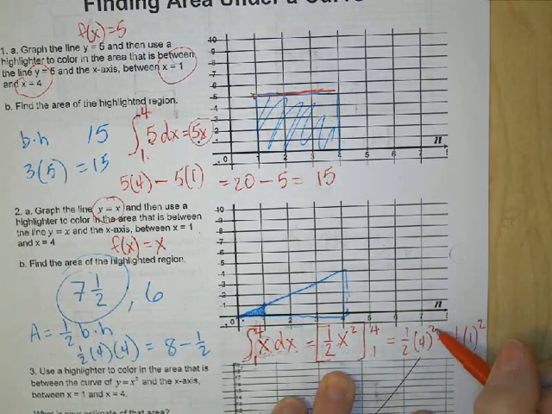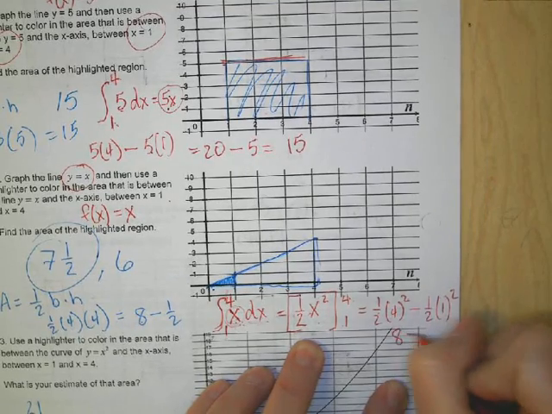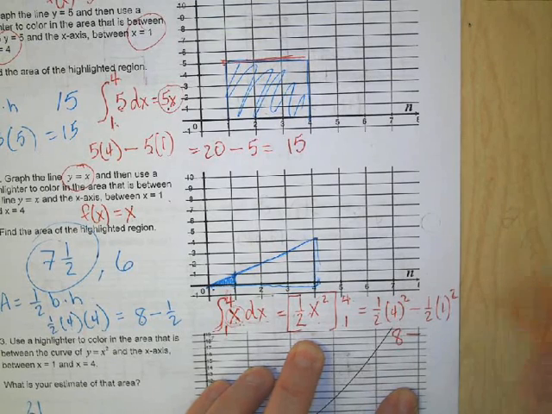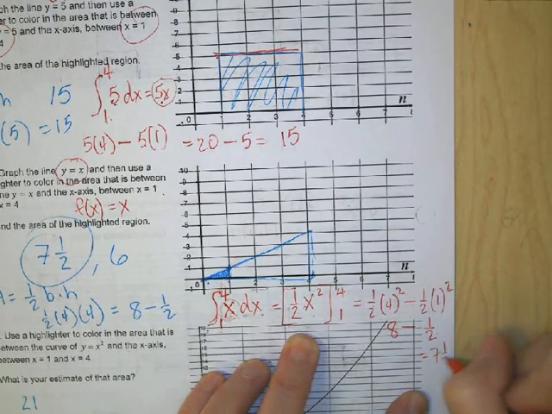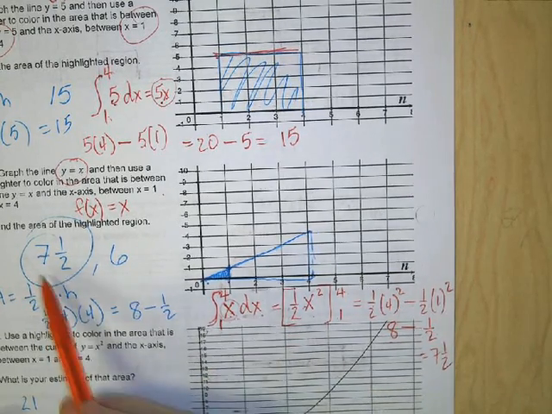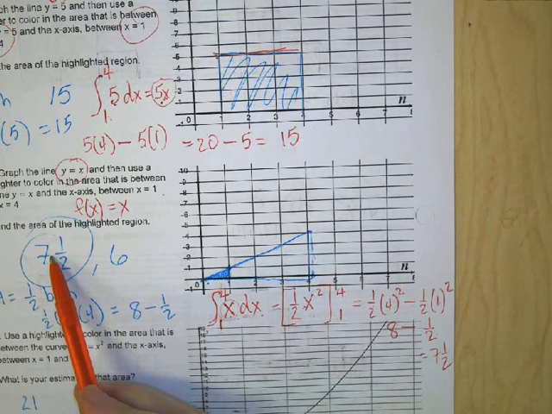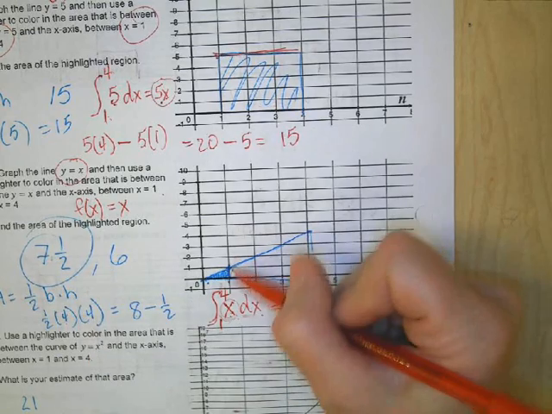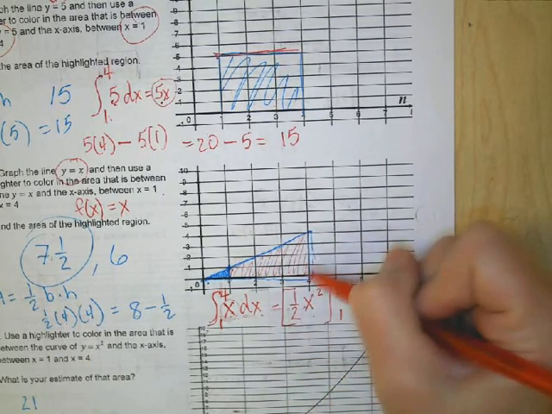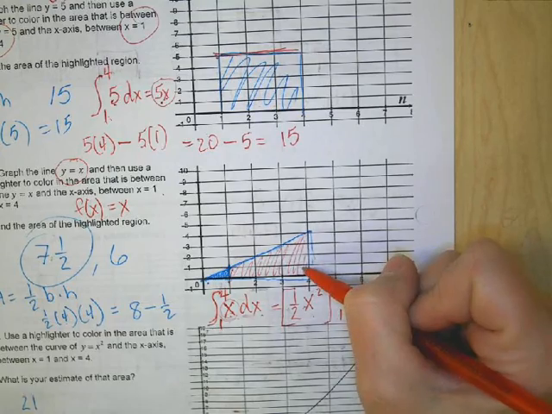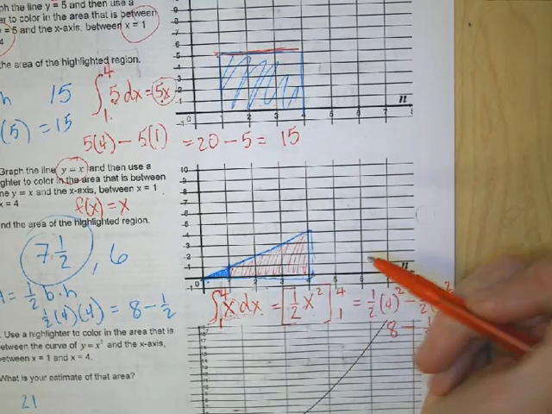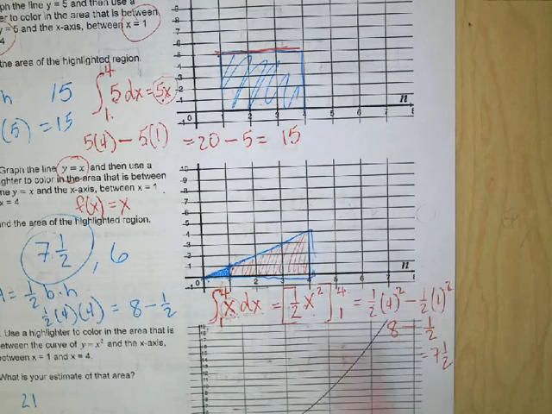Then we simplify that. 4 squared is 16. Half of 16 is 8. And then 1 squared is 1. Half of 1 is 1/2. 8 minus 1/2 is 7.5, which is the answer we got when we did it in class. Or not even an estimate, when we actually figured out the area of this region right here. We were able to completely get that area by using our knowledge of triangles to get 7.5, and now we've done it using an integral.